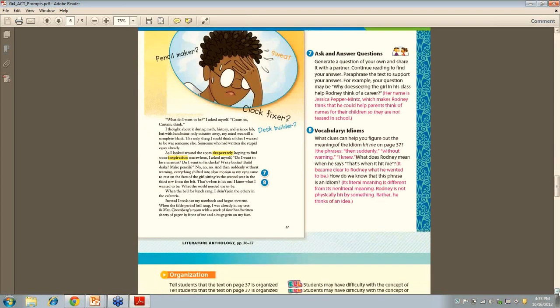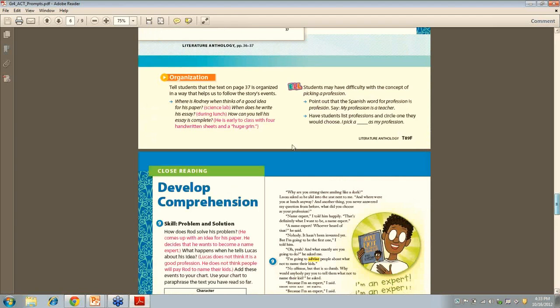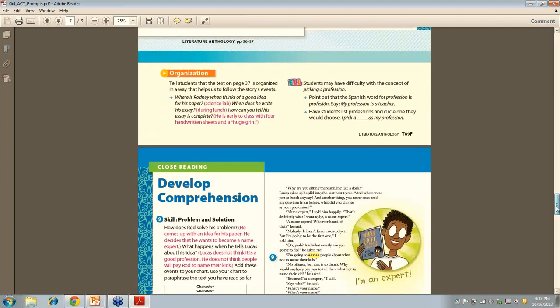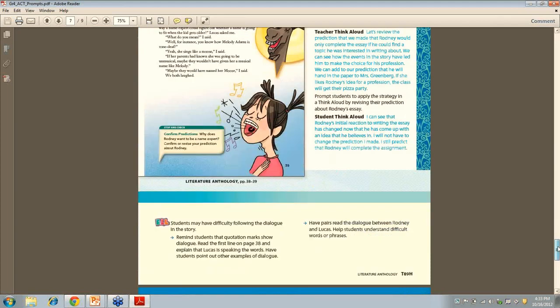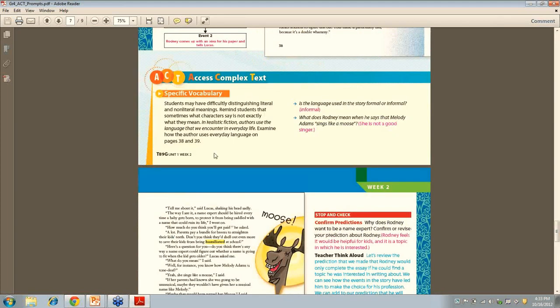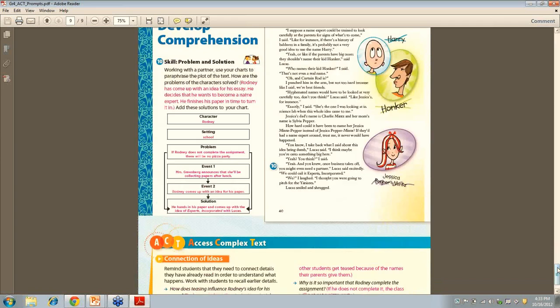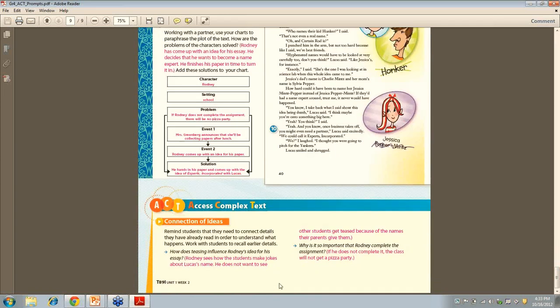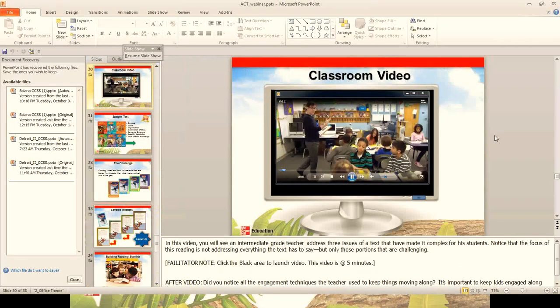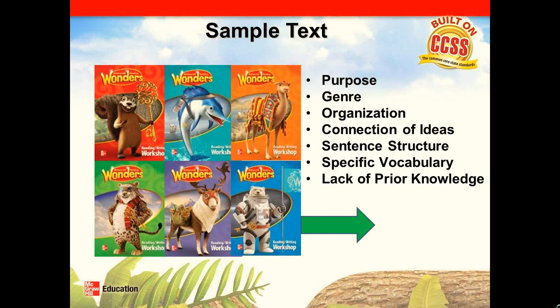You also have support with organization. How is this text organized? Where is Rodney when he thinks of a good idea for his paper? Organizing that. Vocabulary, is this literal or non-literal meanings? So for example, what does Rodney mean when he says that Melody sings like a moose? So it's giving specific support on vocabulary that could hinder comprehension. And of course, connection of ideas, connecting the text. So throughout the program, you see support with accessing complex text.